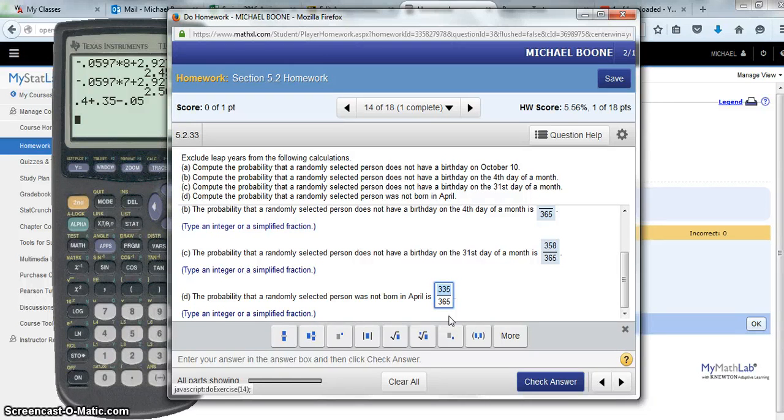All right, stumped on the April one. I'm going to have to study my calendar. If someone figures this one out, send me an email back. What am I doing wrong? Was not born in April. But again, successes over total possible outcomes is what we're looking for. 335. All right. At the moment, I'm stumped. Let me know if you see what I did wrong.